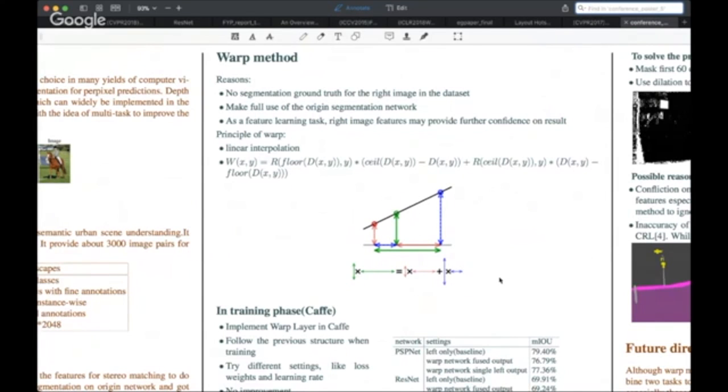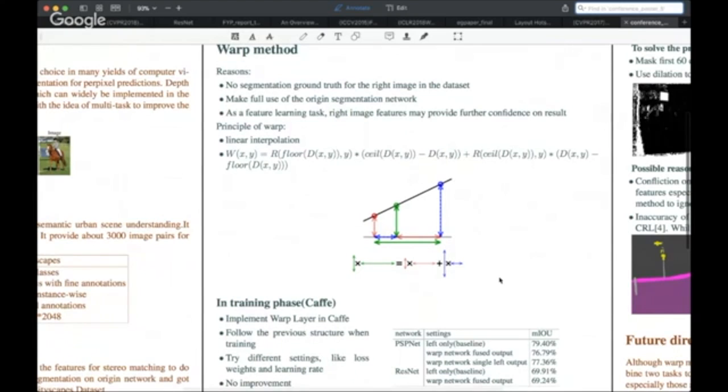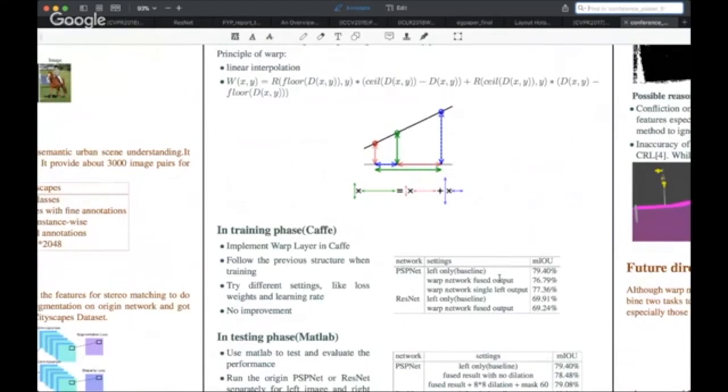And the principle of the warp is quite simple. It's only a linear warp, because for stereo matching there is one assumption: the pixels on the left image and the right image should be at the same horizontal level. And here is an illustration image of the warp method.